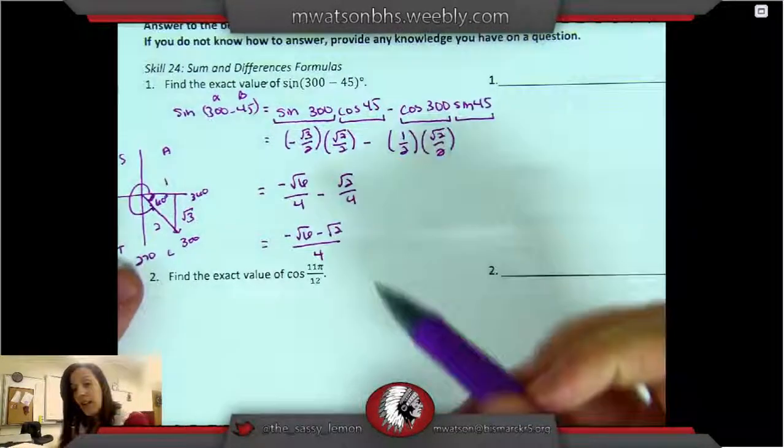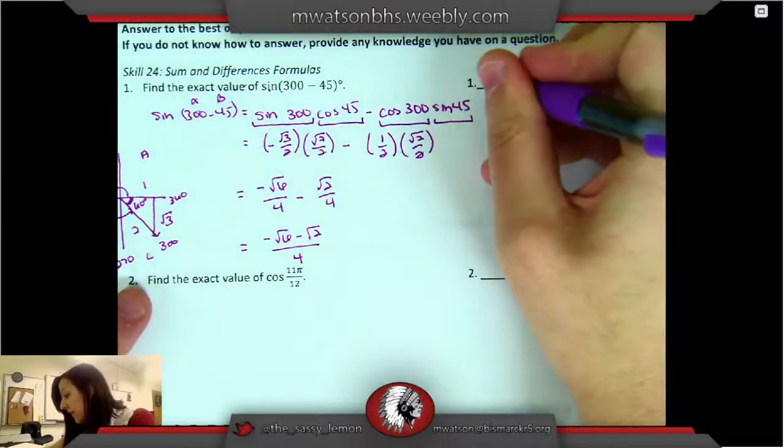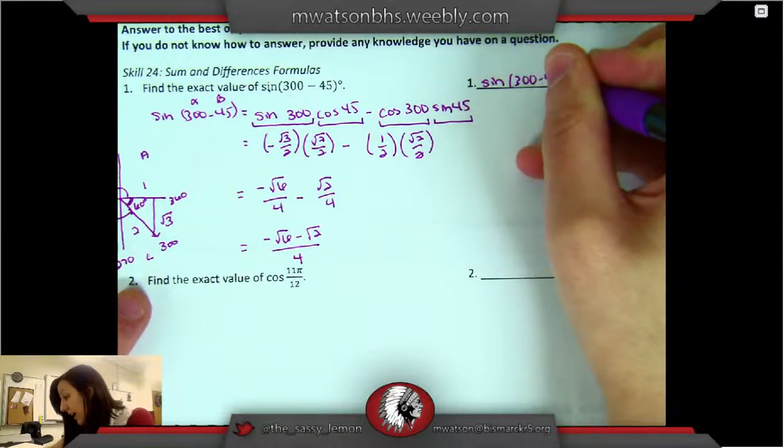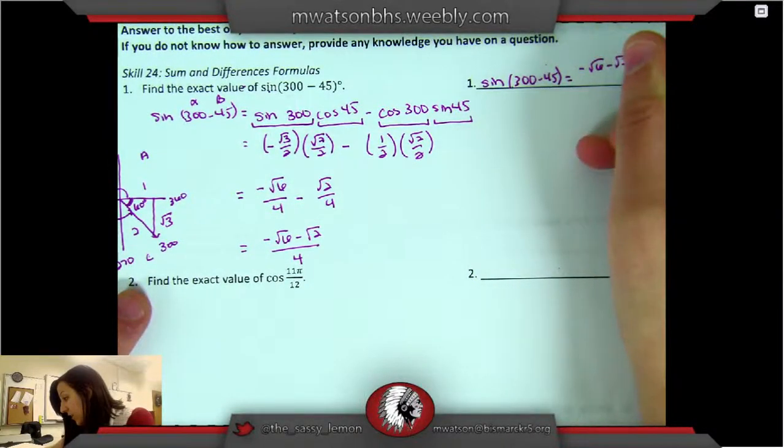Now, on the test, I want you guys to be writing these answers on the line. So over here, you would put sine of 300 minus 45 equals negative square root of 6 minus square root of 2 all over 4.